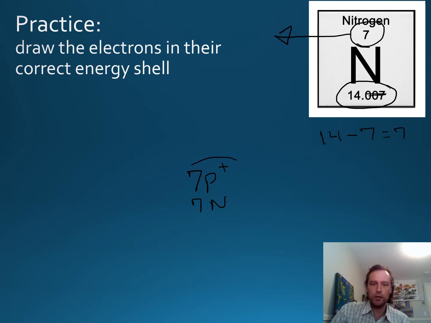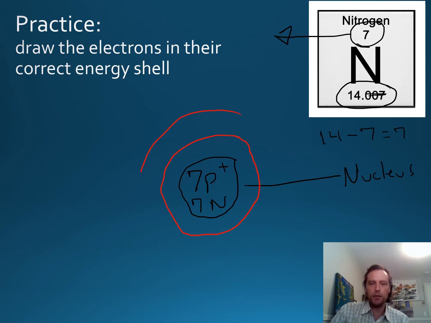So I'm going to just draw a little circle around this. We'll call that the nucleus. That is the nucleus, provides stability. The neutrons help keep all those positive charges packed in there. Next, here's one energy level. And then here's another energy level.